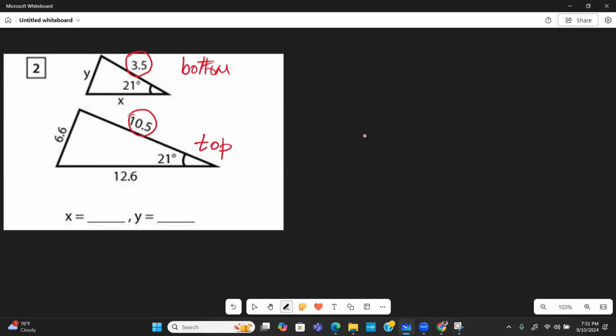So in this case, I can say 10.5 over 3.5. These are the known sides that I have, and they correspond. And it's going to equal 12.6 over x. I am now linking 12.6 with x because these are two corresponding sides, and I'm in search of x.